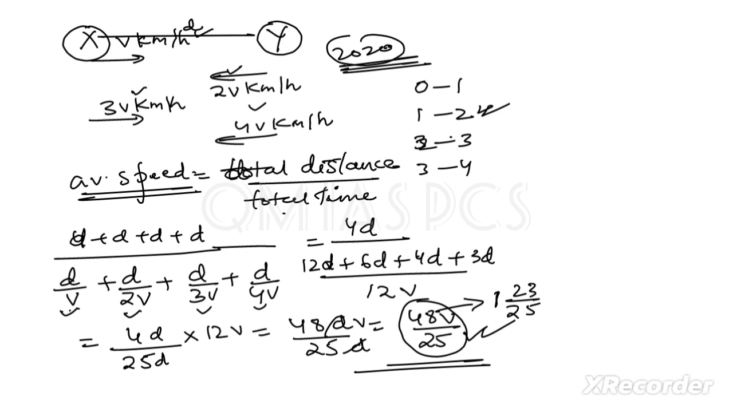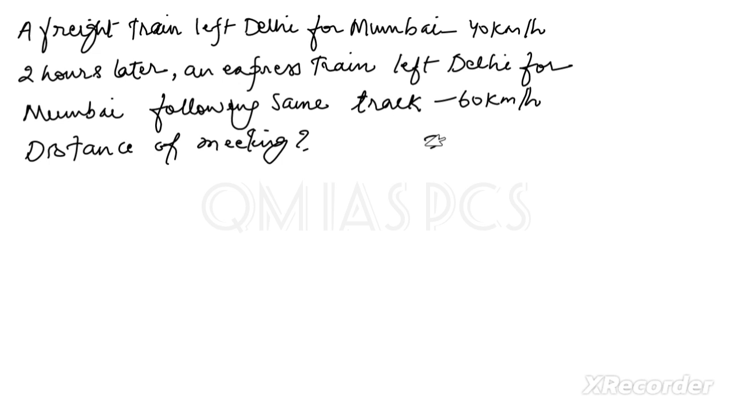Okay, we are moving towards the next question. Let's see that question. This question is from UPSC 2017. The question is, if a freight train left Delhi for Mumbai at an average speed of 40 km per hour, and after 2 hours, an express train left Delhi for Mumbai following the same track, and that average speed is 60 km per hour, we have to find the distance of meeting.